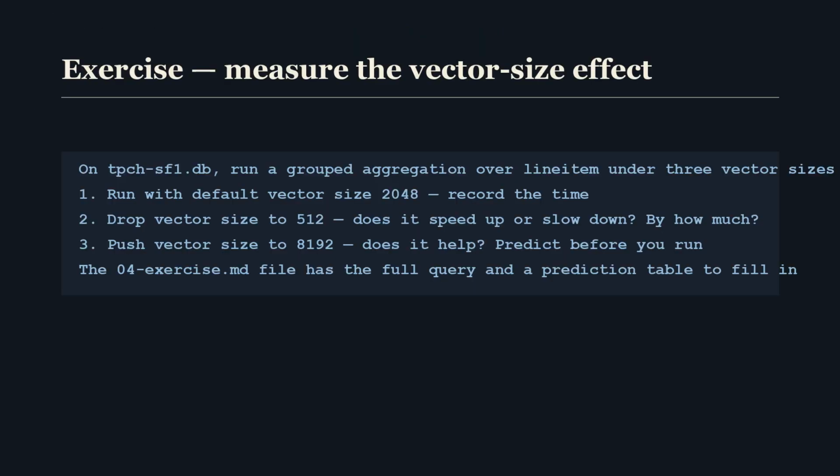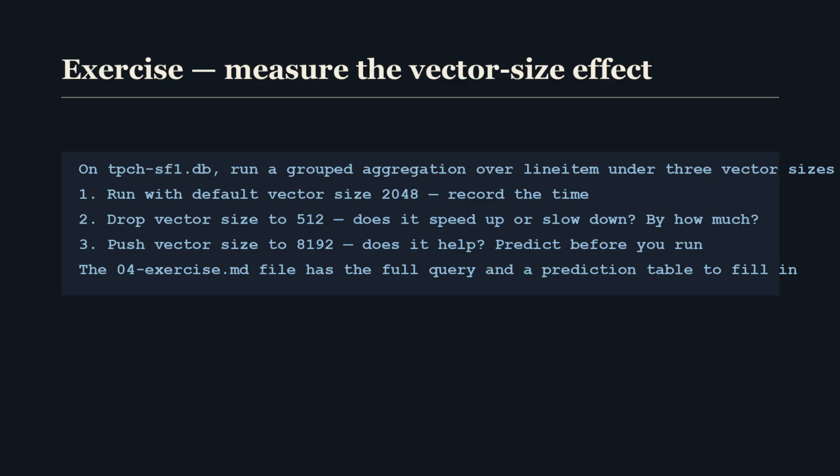Your turn. Vector size in DuckDB is a compile time constant. You cannot change it from SQL. To do this exercise live, install 2 binaries side by side, one built with vector size 512 and one built with vector size 8192, and time the same aggregate on each.